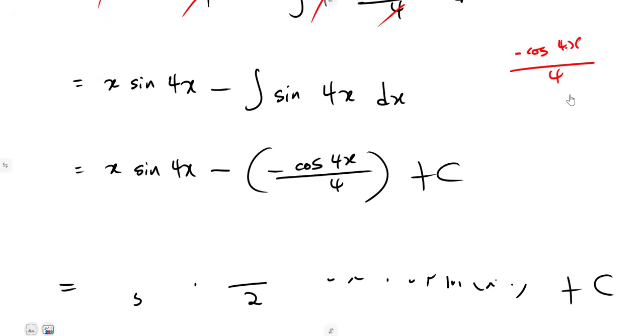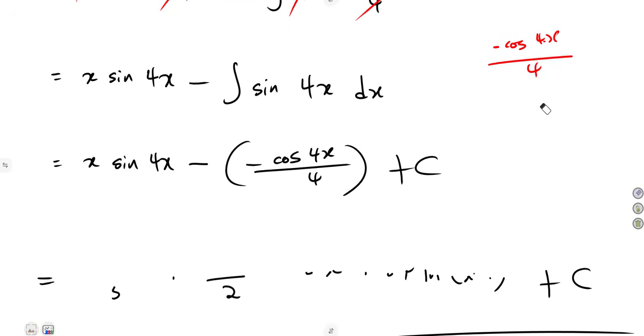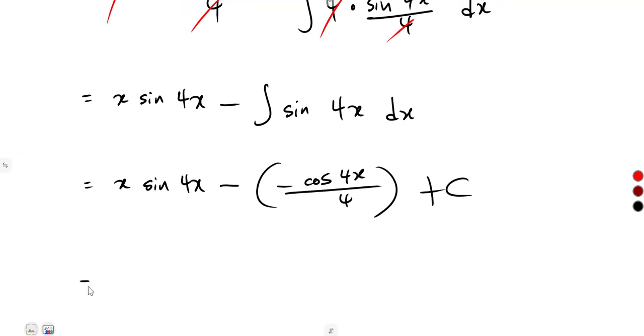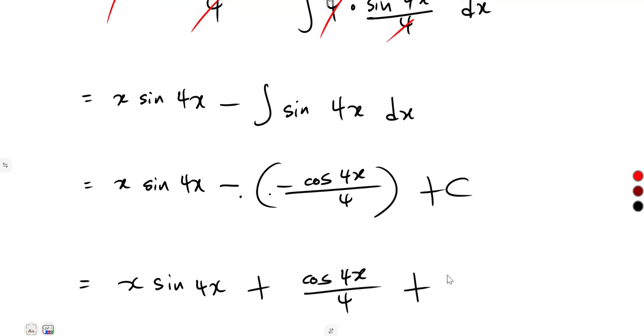So you have integrated. What you can simply do is to combine this part here. Just combine negative, negative. That's a positive. That's cos of 4x over 4 plus the constant of integration. All right. Just like that.